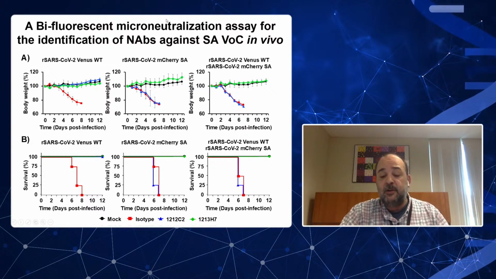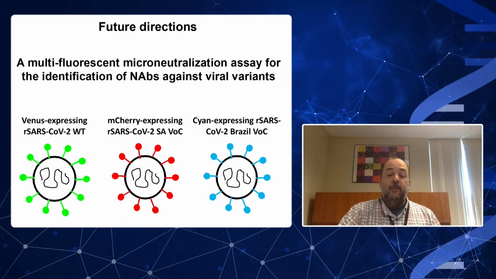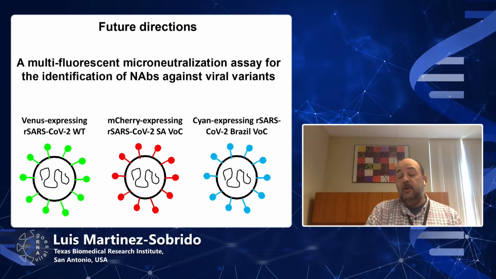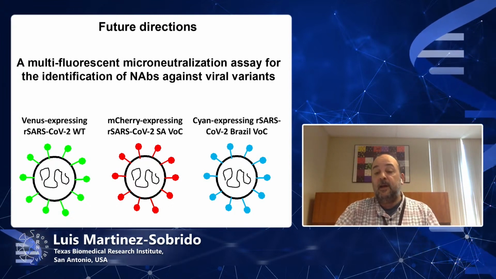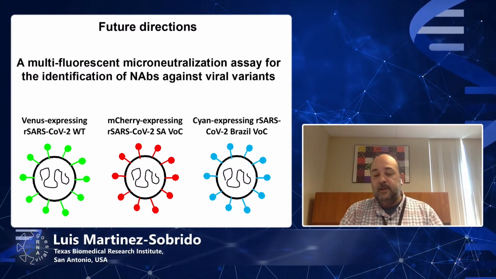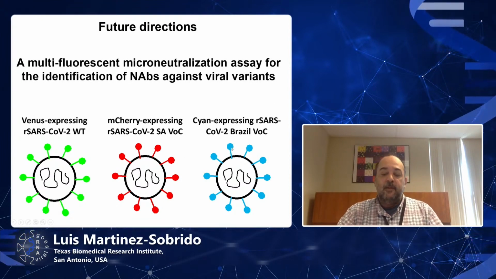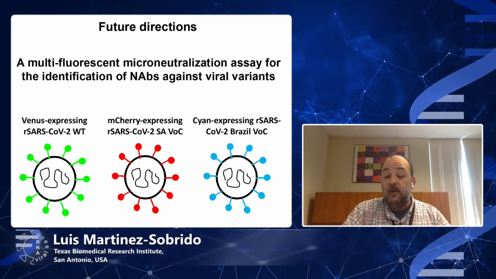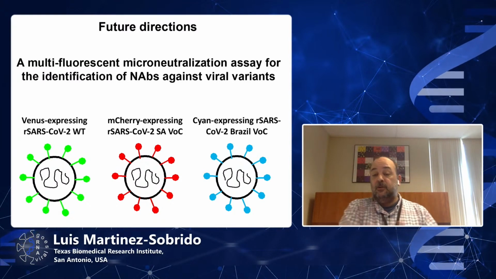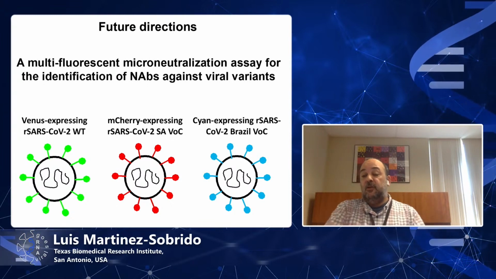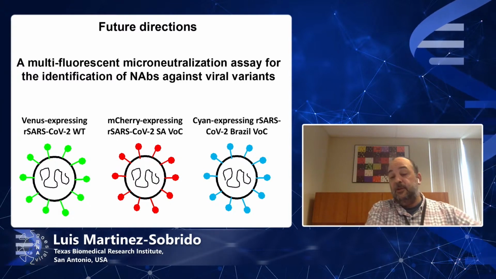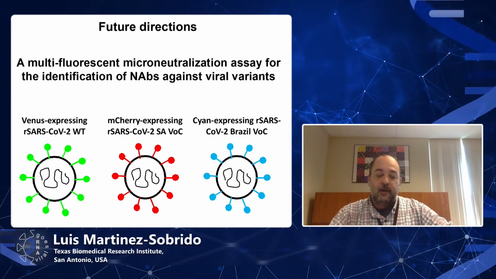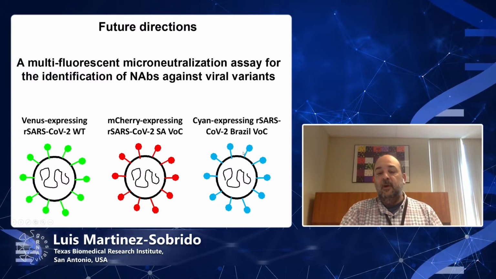Now, based on these results that we have so far with these two viruses, the Washington strain expressing Venus and the South African variant of concern expressing mCherry, what we are currently doing now is generating other recombinant viruses expressing the spike of other variants of concern, mainly focused now on the Delta Indian variant, that will express a different fluorescent protein, in this case a cyan fluorescent protein, and developing a multifluorescent microneutralization assay that hopefully will allow us to evaluate, not only in vitro in cultured cells, but also in the K18 mouse model as I showed you before, the ability of human sera, monoclonal antibodies, or drug therapies to neutralize or inhibit infection, not only for the Washington strain or original strain of SARS-CoV-2, but also against these new emerging variants of concern.